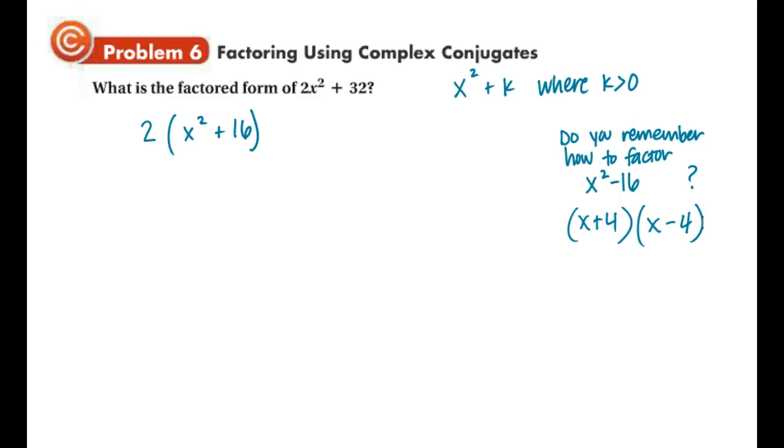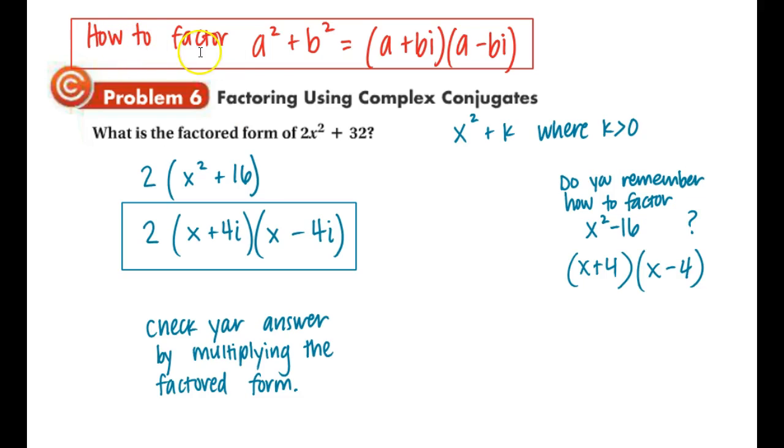So this is going to be a very similar process. The only difference is that we're going to have to tack on the imaginary unit i after each expression. So we still have 2 in front, but now we have x plus 4i times x minus 4i. So in general, if you want to factor a squared plus b squared, you just multiply a plus bi times a minus bi. You could always check your final answer in this situation by multiplying out your factored form.